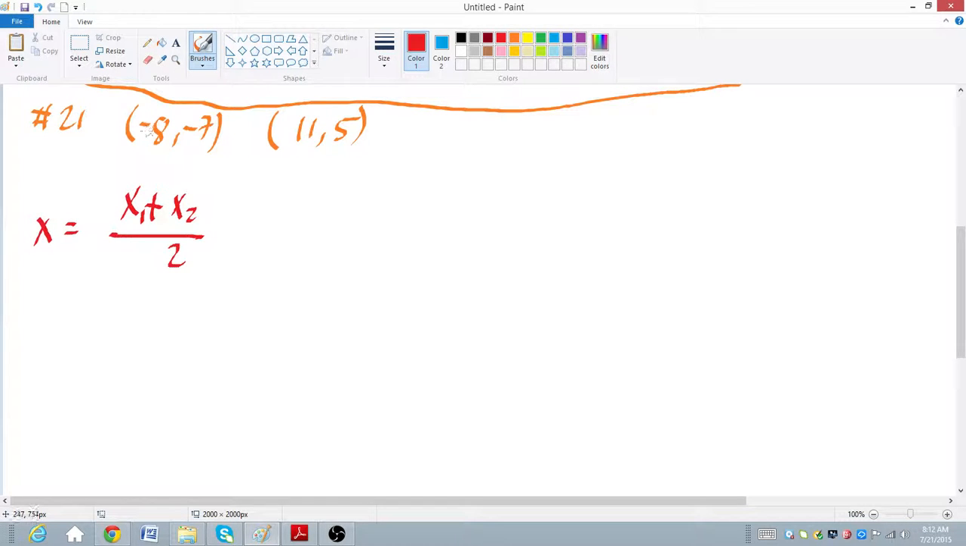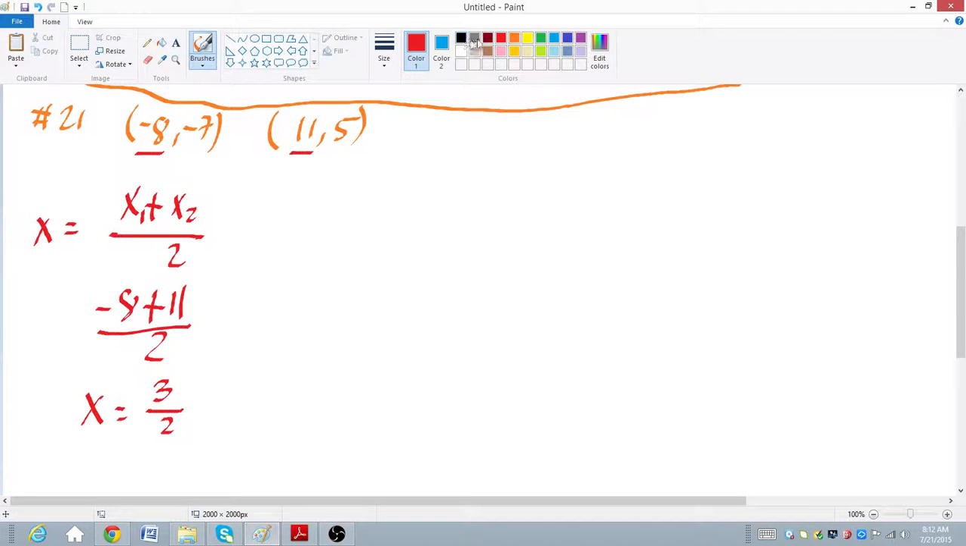Now let's look for it. This is x1, x2. So I'm going to do -8 plus, because this is a plus, positive 11 divided by 2. This is equal to 3 over 2. So x is equal to 3 over 2.